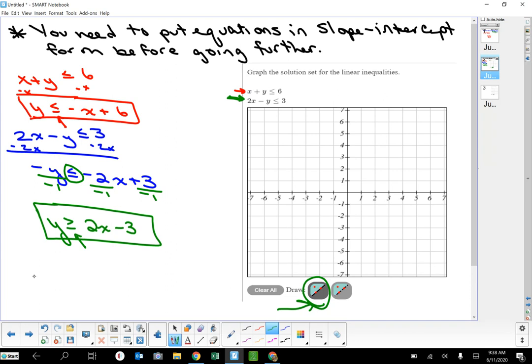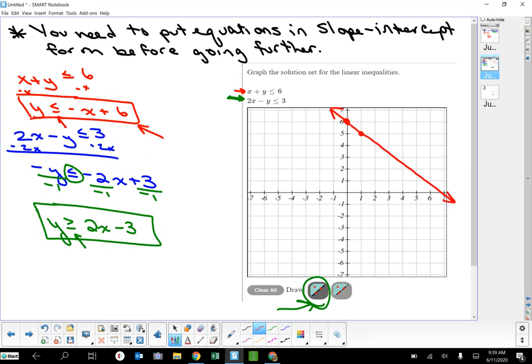You're going to put a point on the y-intercept. So let's do this first line right here. Y is less than or equal to negative x plus 6. You're going to put a point on the y-intercept. You're going to use the slope to plot a second point. So I'm going to go down one and over one. And that would give me a solid line through there.